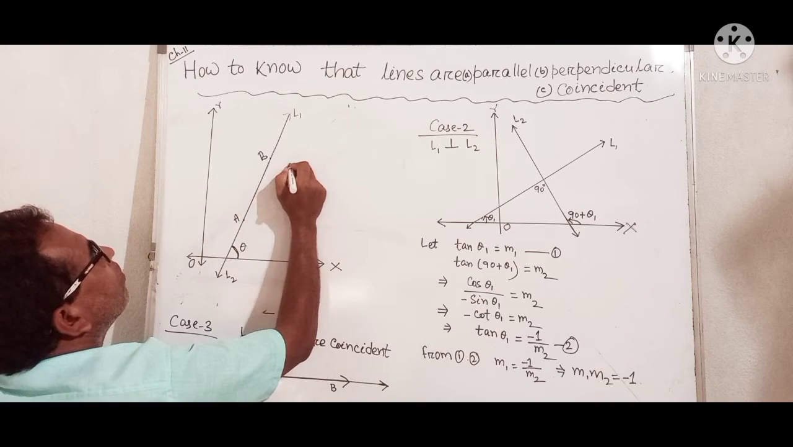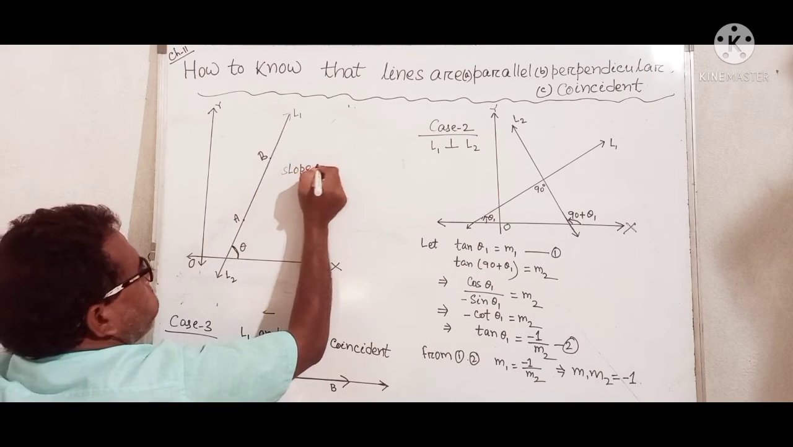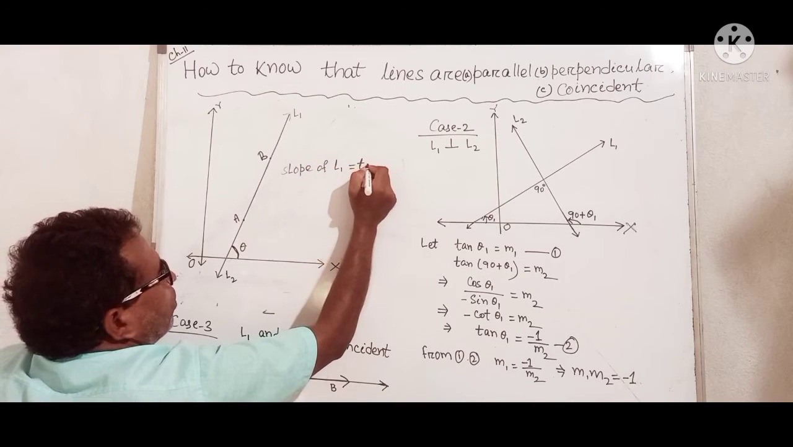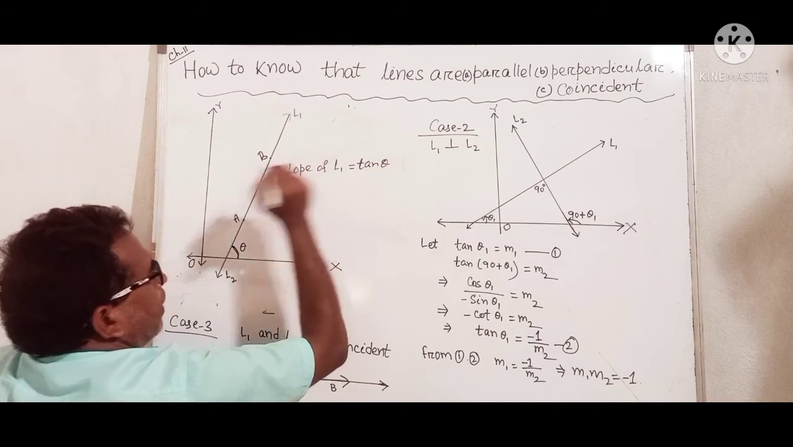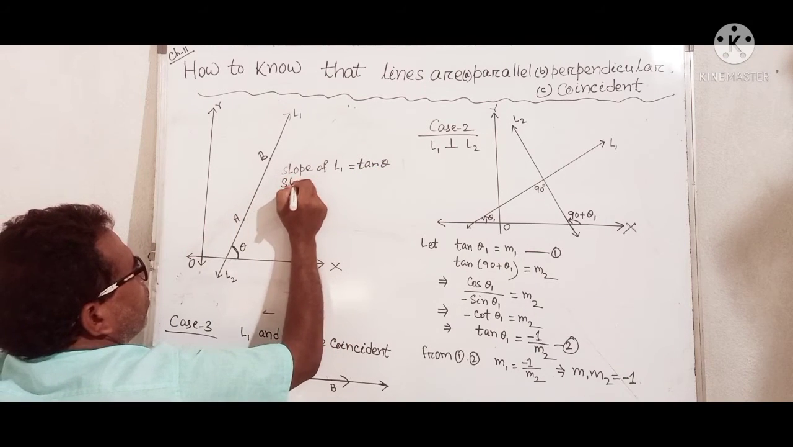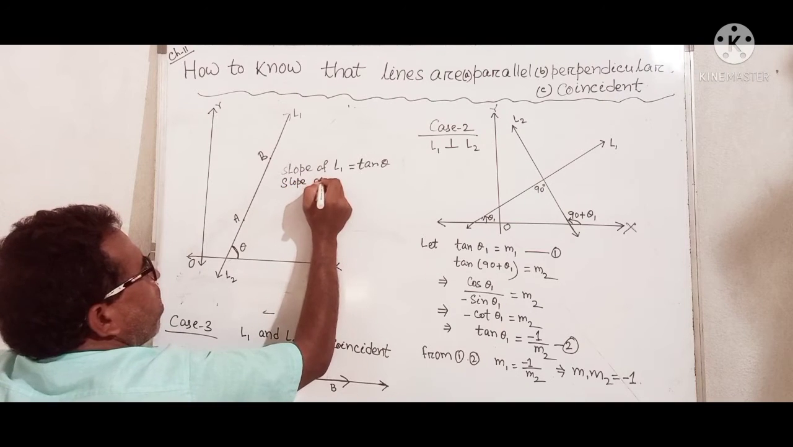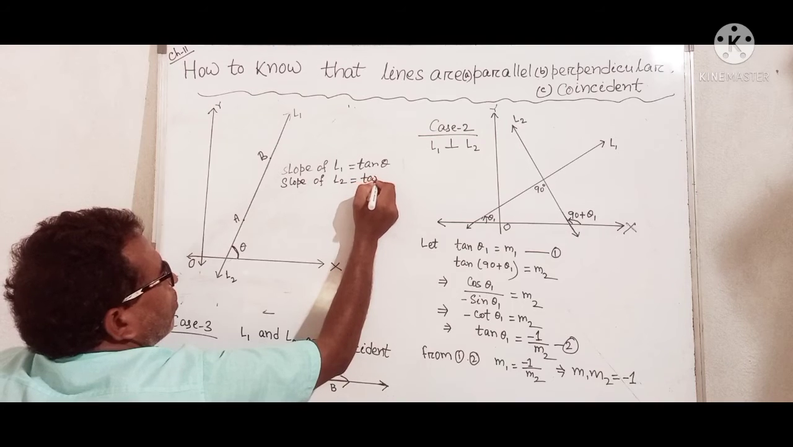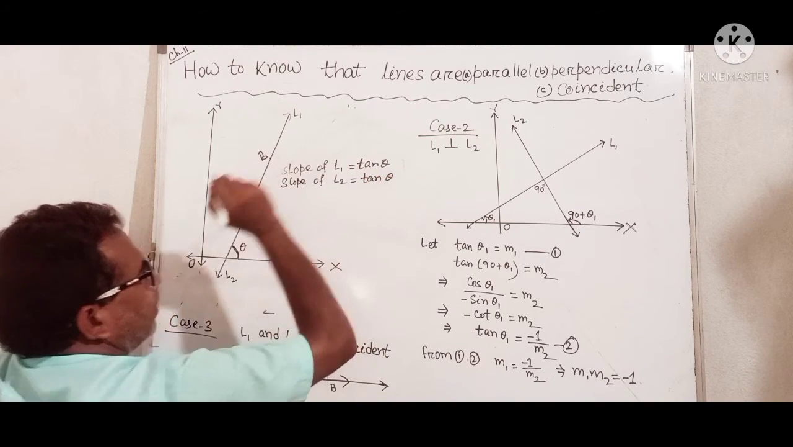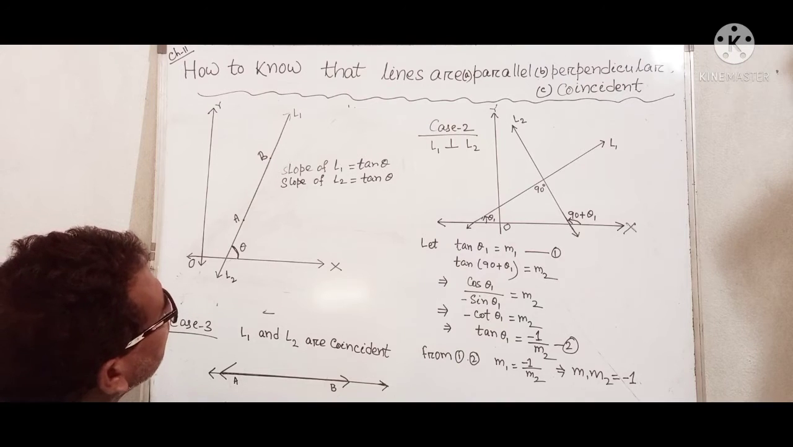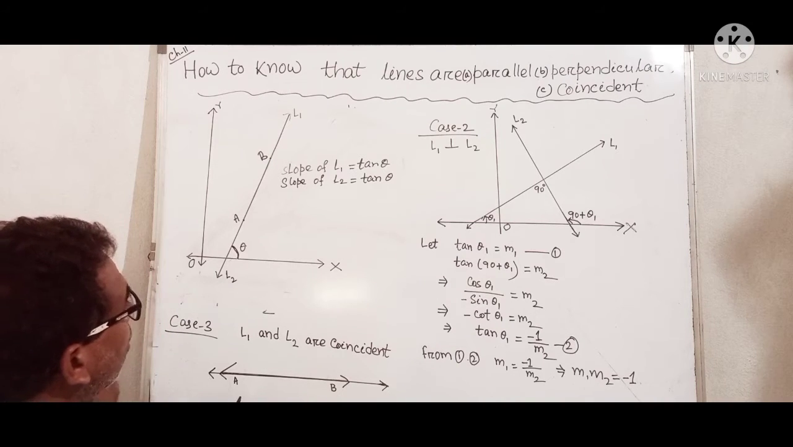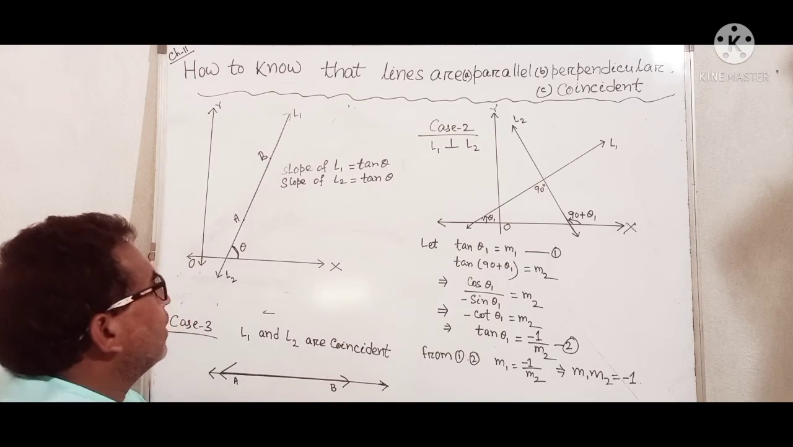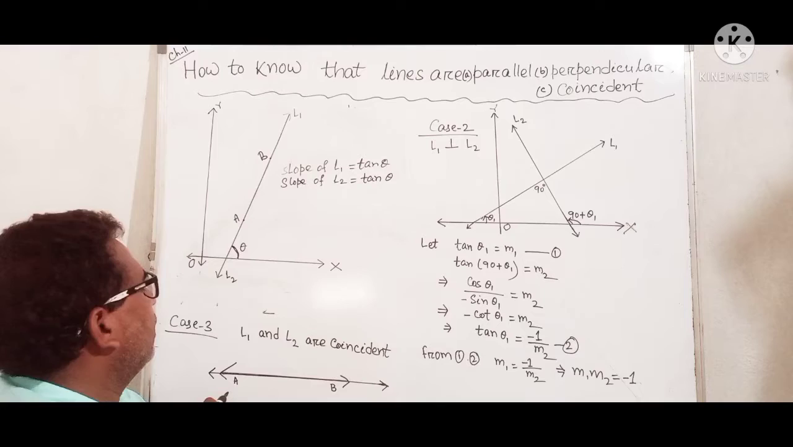Slope of L1 is equal to tan theta, okay. Slope of L2 is also equal to tan theta. So the slopes will be equal, okay. If L1 and L2 are considered, then the slopes will be equal.